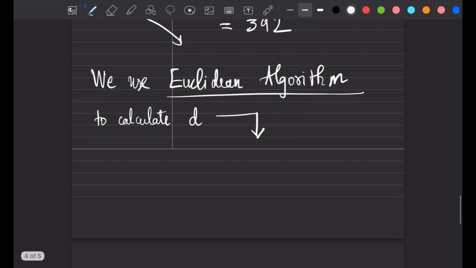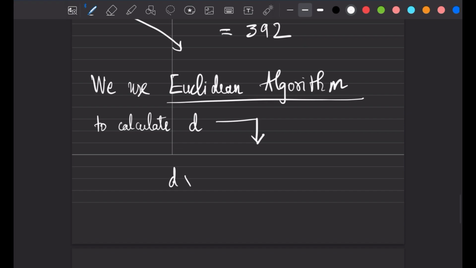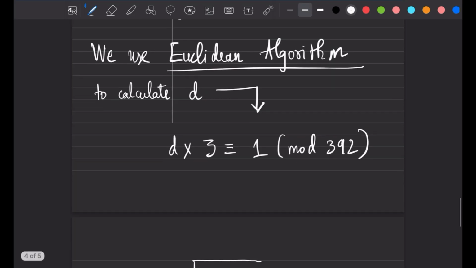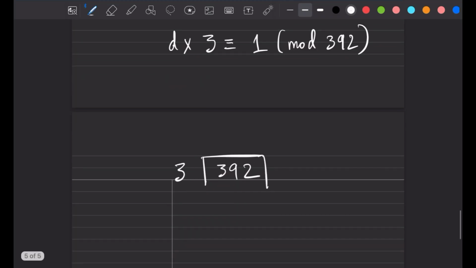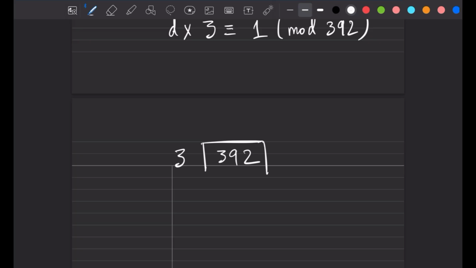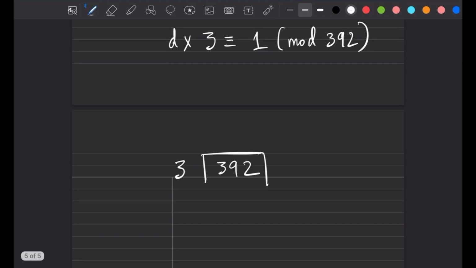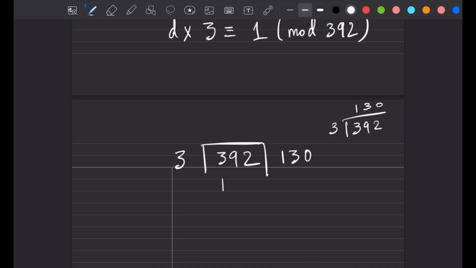To calculate my D using the E, I use something called the Euclidean algorithm. So how do I use this Euclidean algorithm? How do I find that D, which when multiplied with your E, which is 3 in our case, gives you 1 modulo 392? Okay, so I need to divide 392 by 3 and do this repeatedly till I get my remainder 0 or 1. So let's see. 3 times 130 gives you 390.